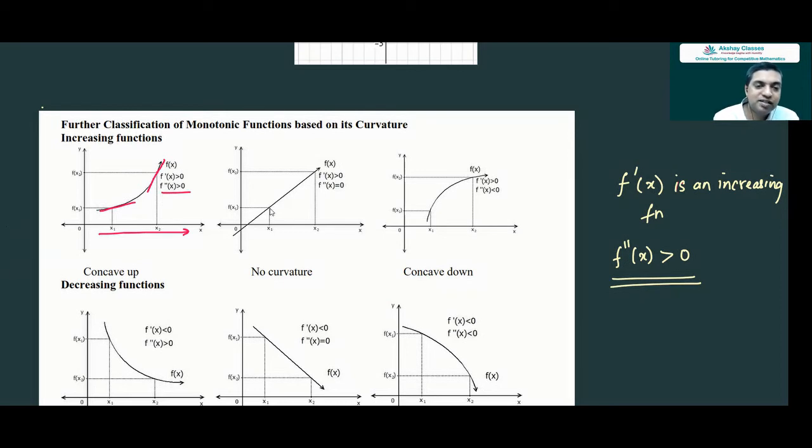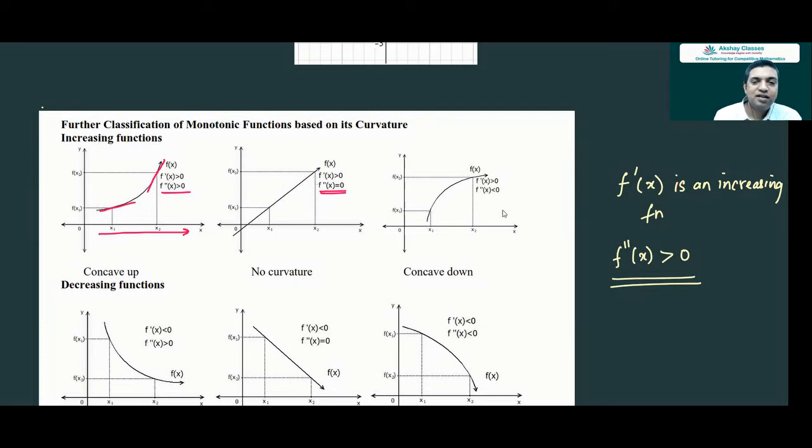Whereas now look here, this is an increasing function, but f dash x is a constant. f dash x is positive, but is a constant here, because f of x is a straight line. So first derivative will be a constant. It is of a constant slope, so second derivative will be 0. When second derivative is 0, the curve will not have a curvature, at least at that point. But here second derivative is 0 throughout, so it's a straight line.